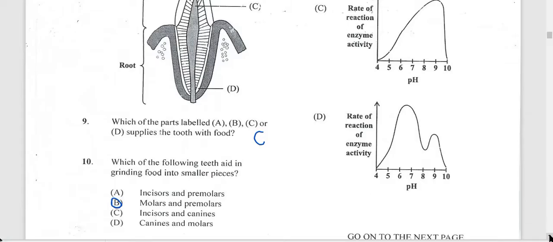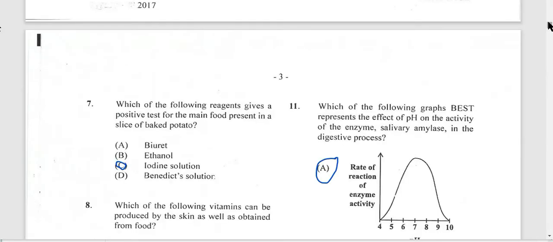Question number 10. Which of the following teeth aid in grinding food into smaller pieces? That's going to be the molar and premolar, and that's going to be textbook. So we'll move on to question number 11.